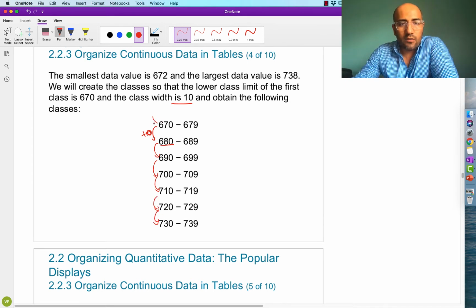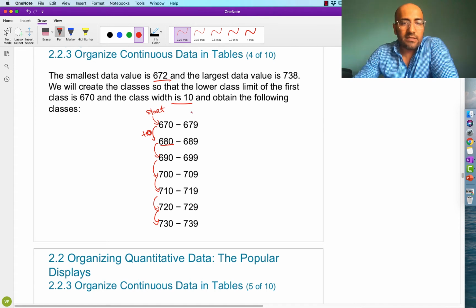Right? So start with either the lowest number or a convenient value a little bit below that. And then we want to figure out what's the class width we want. We'll get back to this in a little bit, but for now let's just say it's 10. Okay, so we add 10 each time. And then once we've constructed all the lower class bounds for the classes we want, now we got to come back and we got to find all the upper class limits.